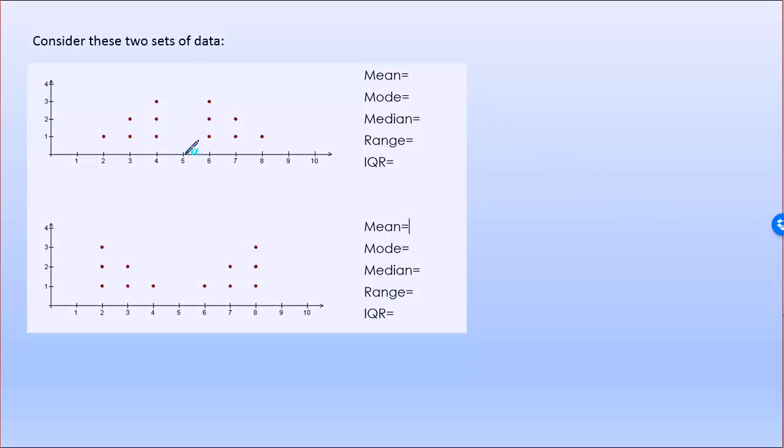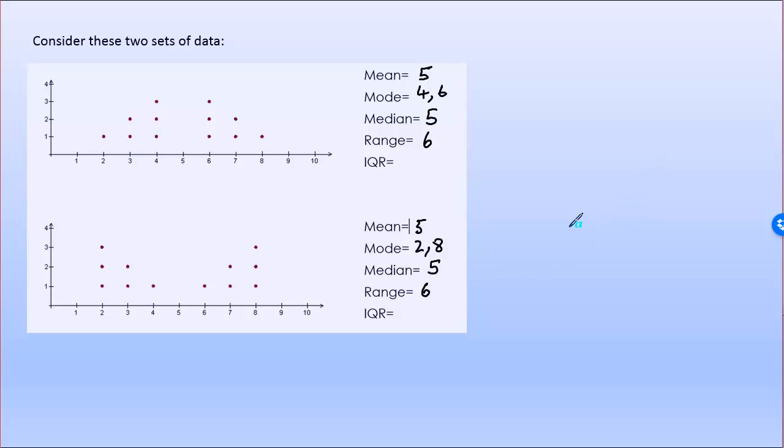So the mean would be 5 for this one. By symmetry again, the mean is 5 for this one, so we don't actually need to calculate there. The mode for this one, well, there's two modes. We've got 4 and we've got 6. The median, because of the symmetry, will be 5. For this one, 2 and 8 are the modes. The median, again, is 5 because of the symmetry. The range here is going to be 6, and the range here is going to be 6.